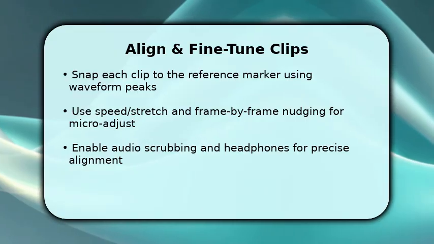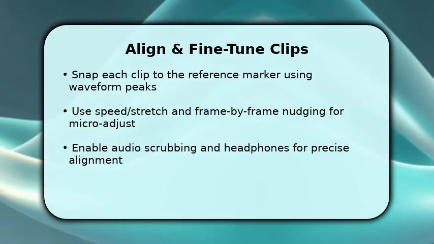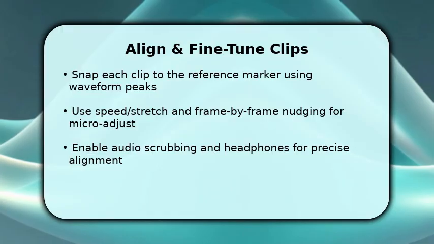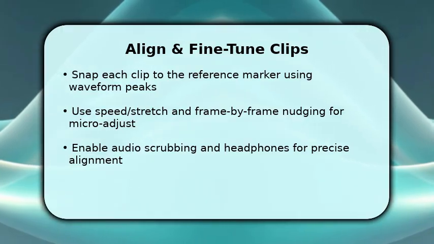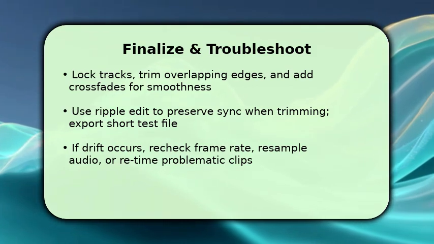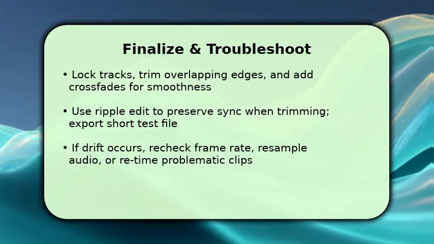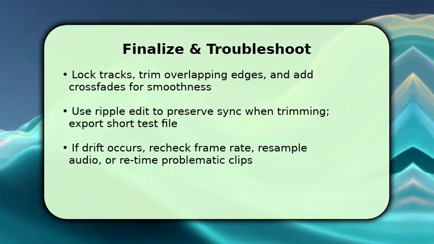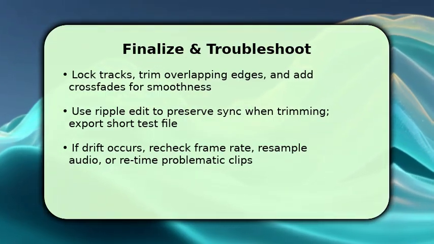Once clips are roughly aligned, solo pairs and toggle playback at 0.5x to confirm lip sync or beat lock. You finish by locking synchronized tracks, trimming start and end overlaps, and adding short audio crossfades to hide small clicks. Then export a short test clip to verify sync across the full duration.